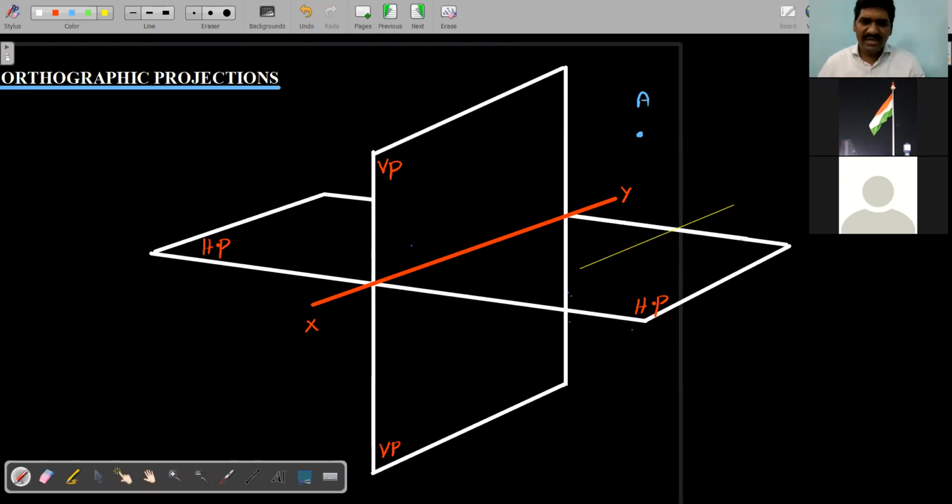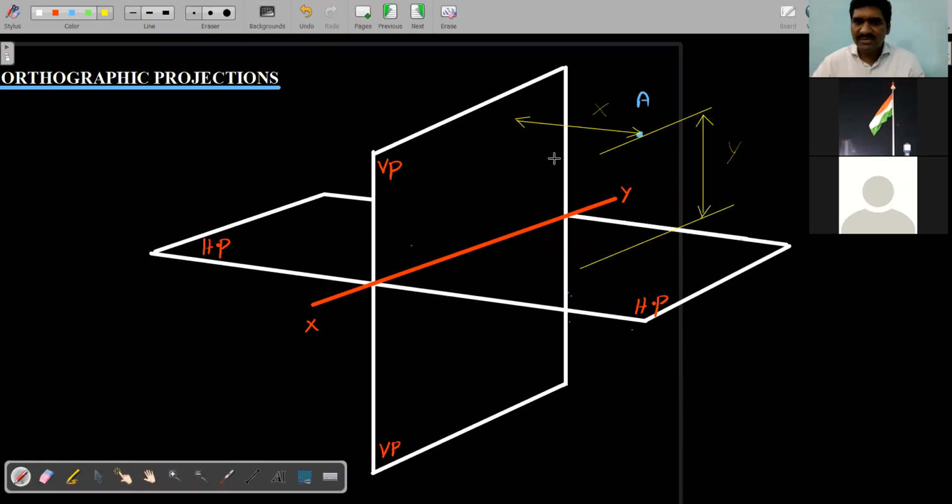Right. Now just see here, all of you. I'm having a point here. The distance from this point A to the horizontal plane, this distance I am marking, is some distance y. At the same time, the distance of this point A from the vertical plane, you can check, is how much? This can be called nothing but x.